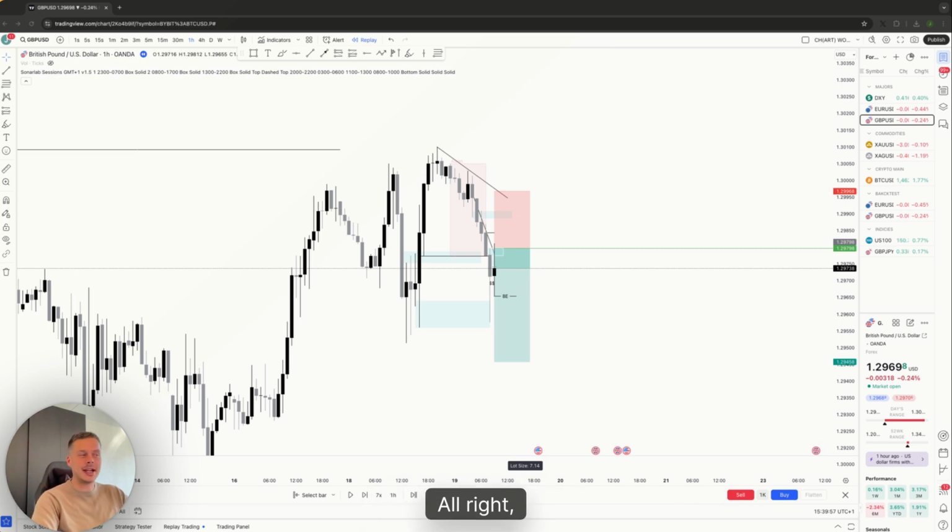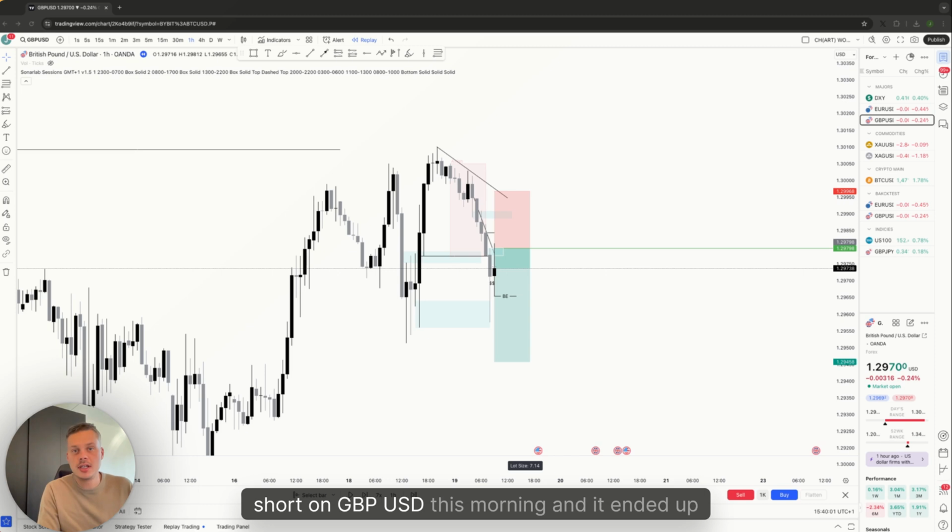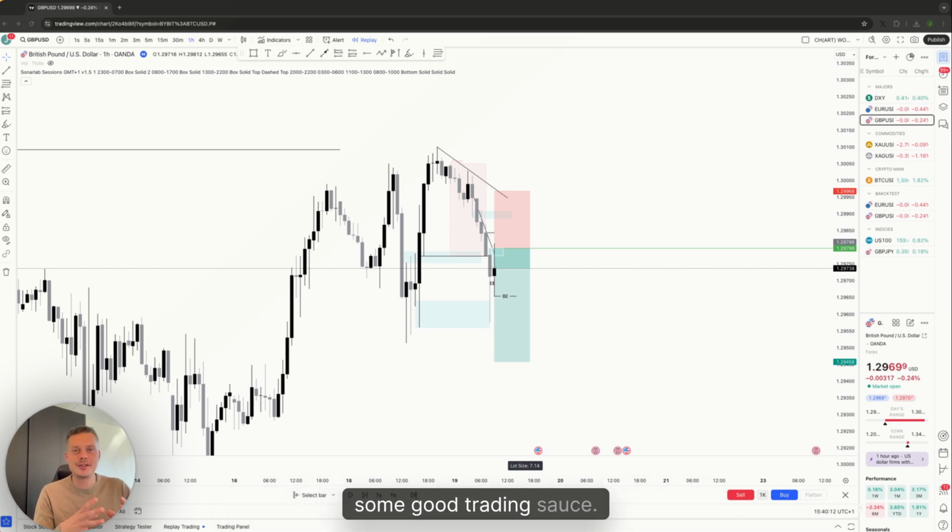Pretty simple. All right. So we took a short on GBP USD this morning and it ended up being break even, but it's a pretty interesting trade. So definitely stay on to the end because we're going to go into some good trading sauce.